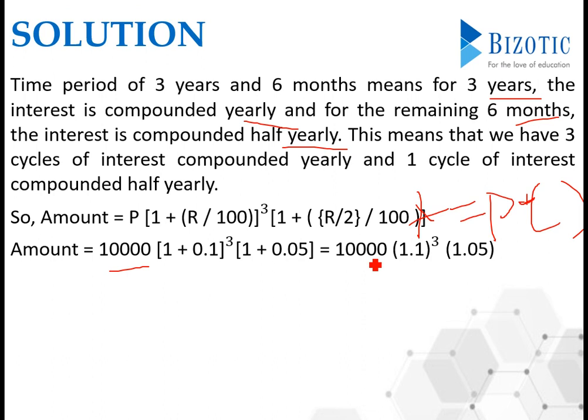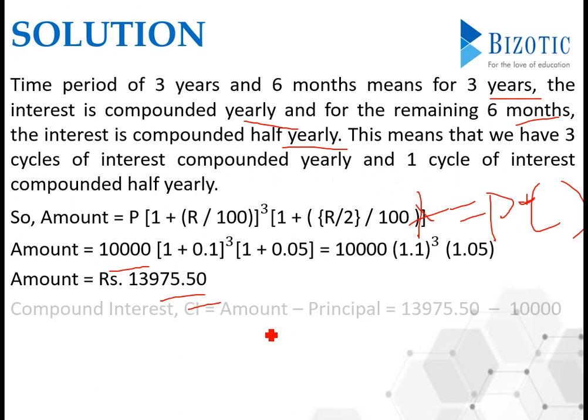So 10,000 into 1.1. Just split that into 1.1 into 1.1 into 1.1. Whatever the power is, if you multiply by 1 it will be the same, so you just have to multiply by 0.1 each time. When you do that, the total amount will be 13,975.50.